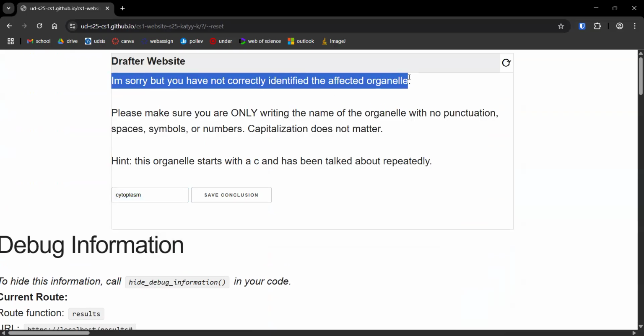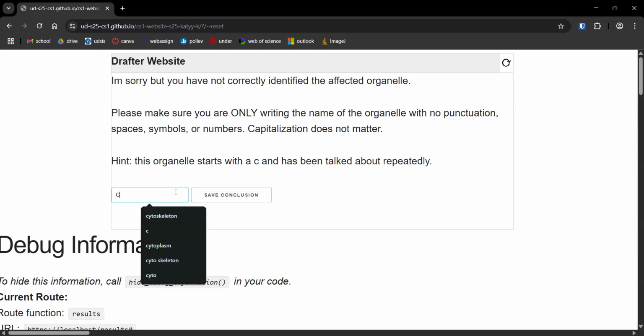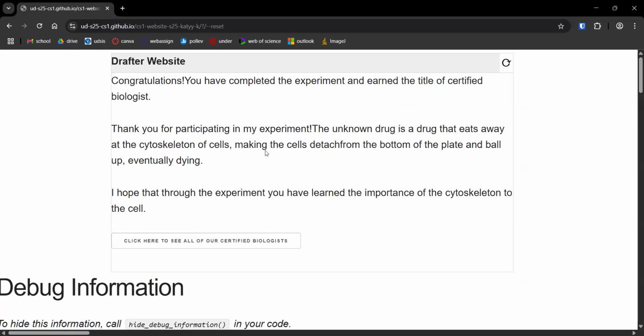It's just like, hey, you haven't identified the correct organelle. Again, make sure you're only writing the name, no punctuation, spaces, symbols, whatever. And then a little hint here, it starts with the letter C, and we've talked about it a lot. So just to prove that the capitalization doesn't matter, I'm going to type cytoskeleton. So I spelled that right. And yay, I did it.